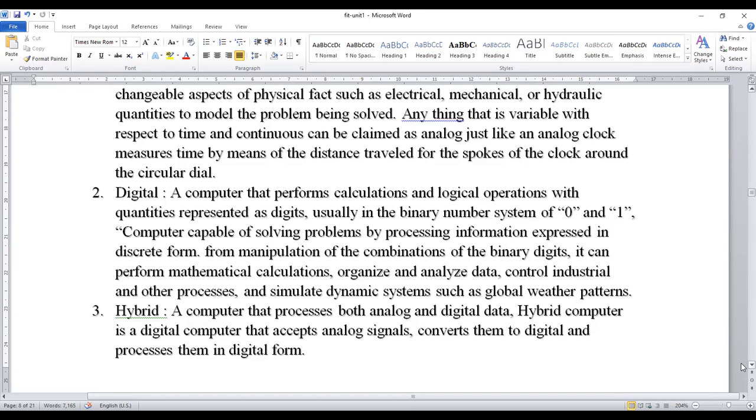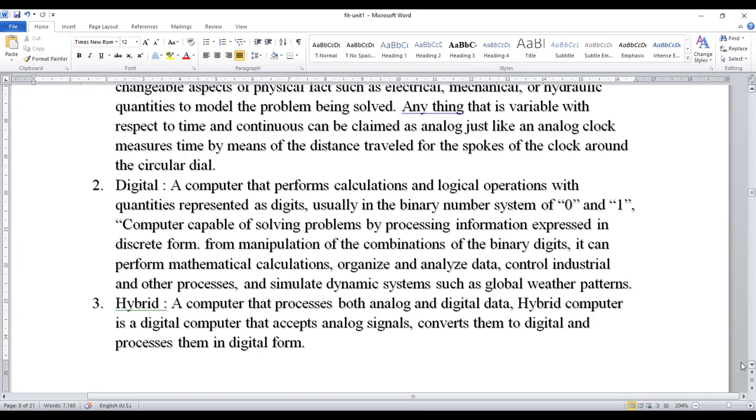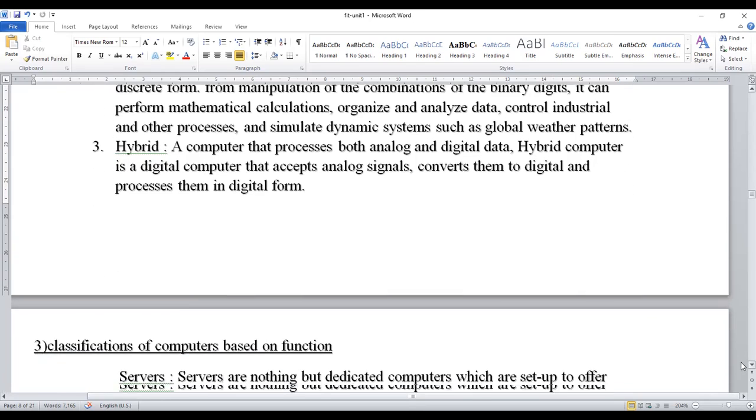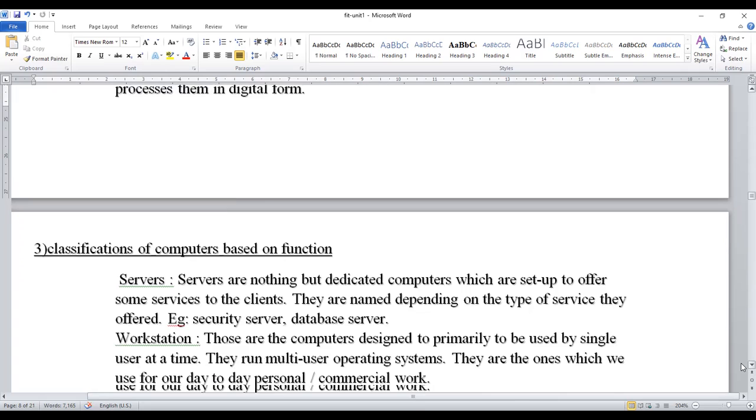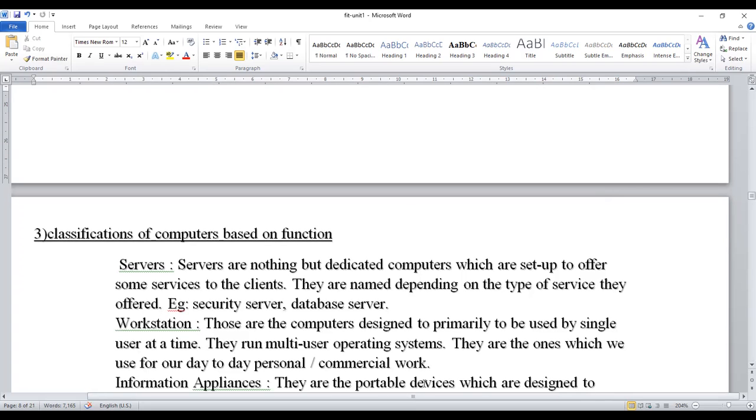So hybrid means a computer that processes both analog and digital data. A computer that processes both analog and digital data is called a hybrid computer. A hybrid computer is a digital computer that accepts analog signals, converts them to digital, and processes them in digital form. So a computer that accepts analog signals, converts them to digital, and then processes them in digital form is called a hybrid computer.